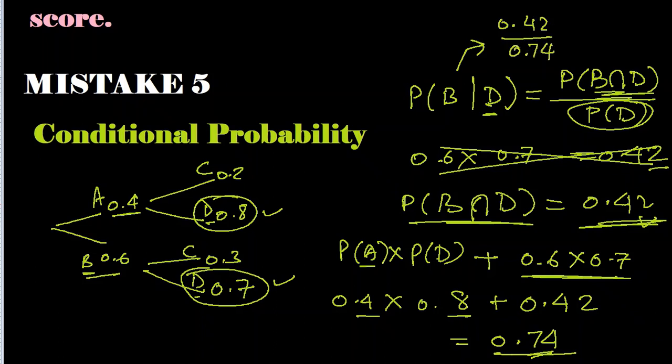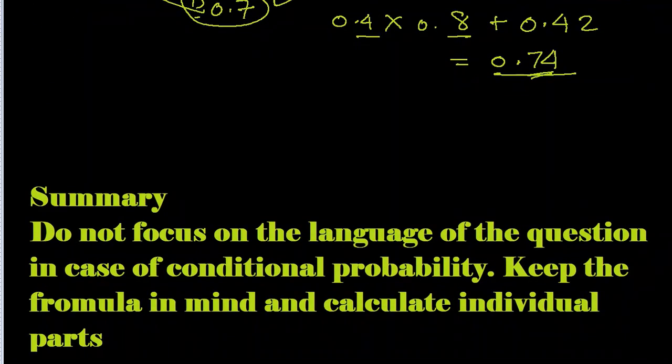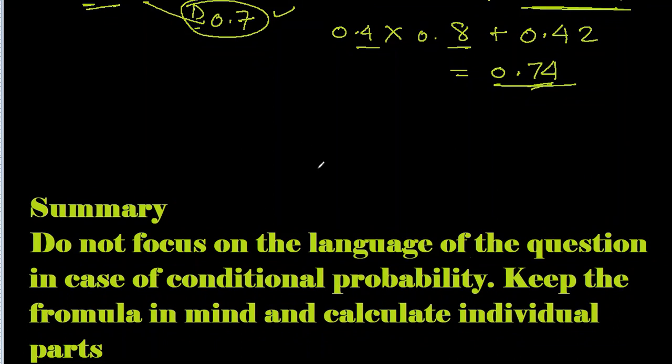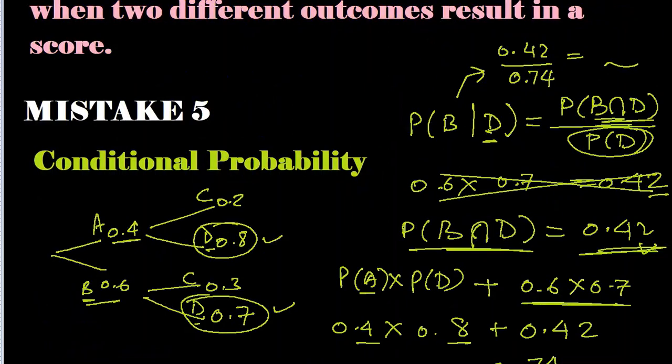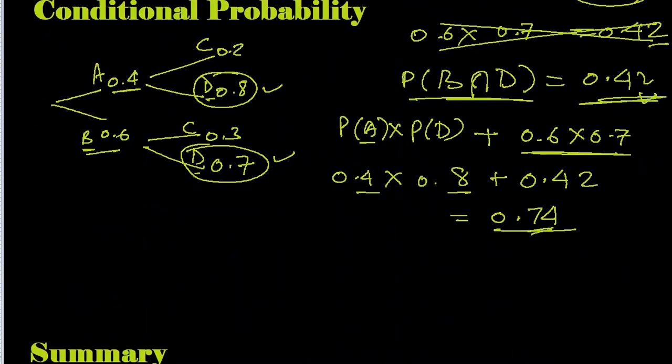So please do not oversimplify things and just take a branch and that is your answer. They will not give you 3 or 4 marks for just that. You have to completely do this whole process, and whatever answer they give, I'm not interested in the answer. I want to communicate to you what is the real process of finding conditional probability. So let's go to the summary. Do not focus on the language. If language says something and you just make a picture out of the tree diagram, don't do that. Keep the formula in mind and calculate individual parts and divide the way I have done it. This is how you should do it.